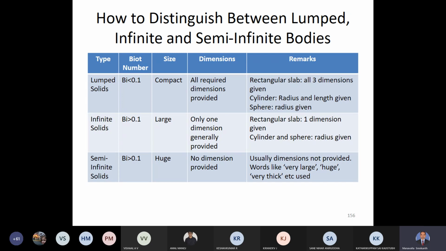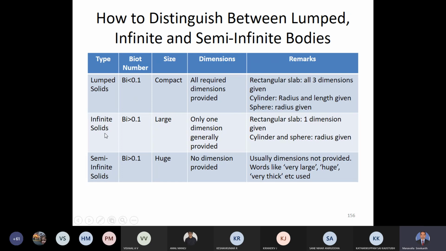Depending on the dimensions available in the problem, we can also tell whether the object is lumped or not. In lumped solids, all the required dimensions will be provided. For example, for a rectangular slab, all three dimensions will be given. For a cylinder, radius and length will be given. For a sphere, only the radius will be given. A rectangular slab needs 3 dimensions, a cylinder 2, and a sphere only 1 to completely define them. So all the necessary dimensions will be given, and that is a hint of a lumped solid. But you should also verify the Biot number. That's a given.